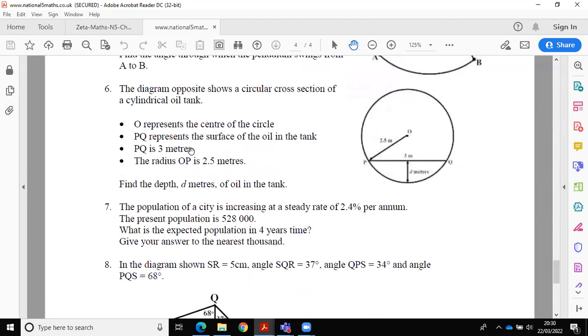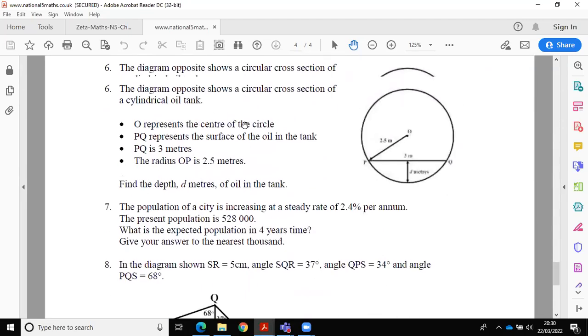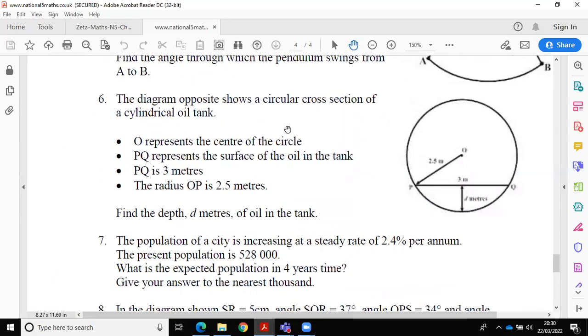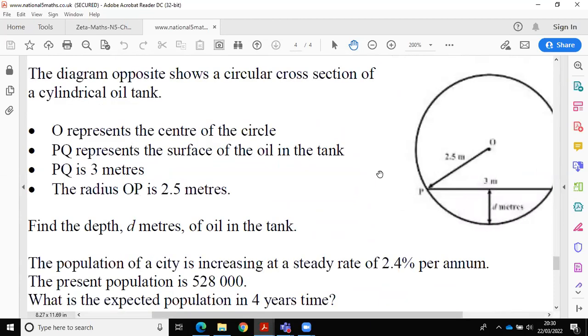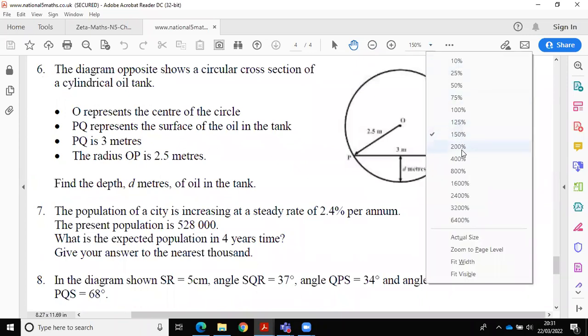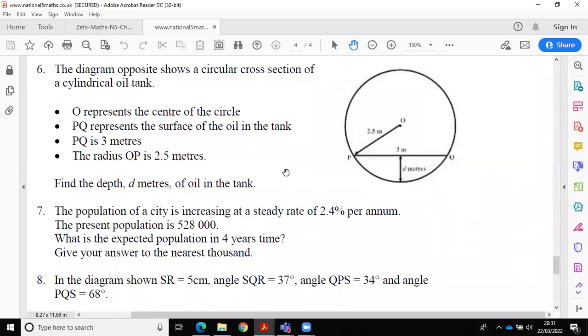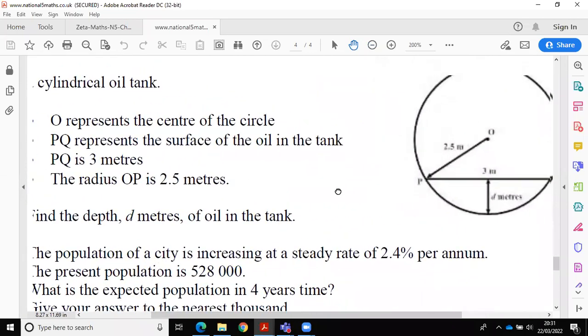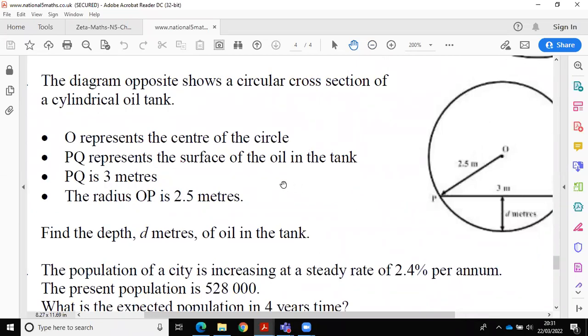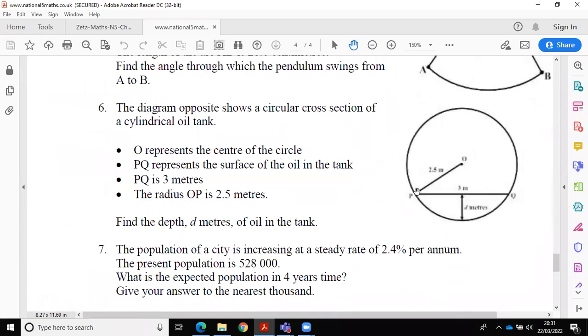Because we had a wee go at the chord question the other day in class, and some of us struggled a wee bit, let's have a wee go at this. The diagram opposite shows a circular cross section of an oil tank. In fact, it doesn't make any difference. We've got a circle, we've got a chord PQ.